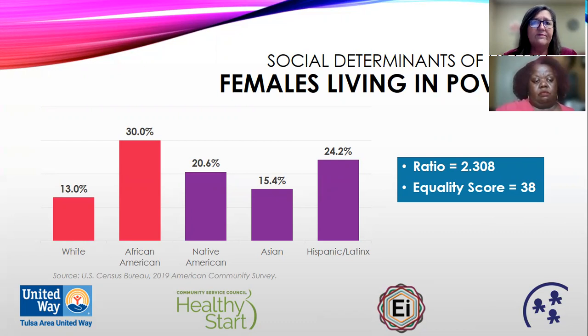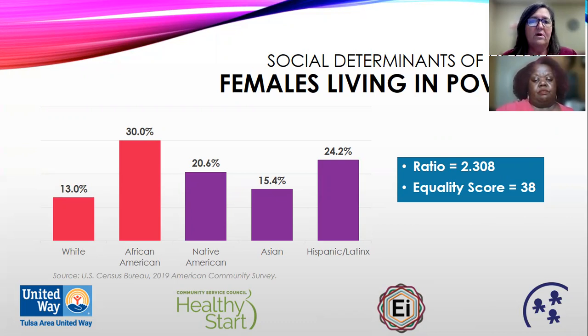We are starting with several indicators that are social determinants of health, beginning with poverty rates. So before we even start talking about disparities among females based on race and ethnicity, let's first acknowledge that women are 18% more likely to live in poverty than are men, and that women supporting single-parent families earn 27% less than men supporting single-parent families in Oklahoma.